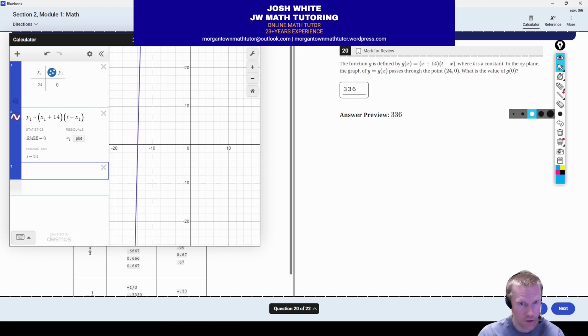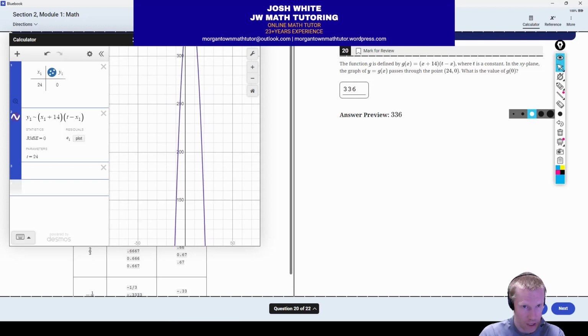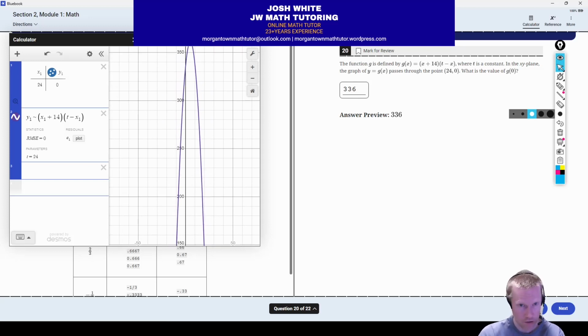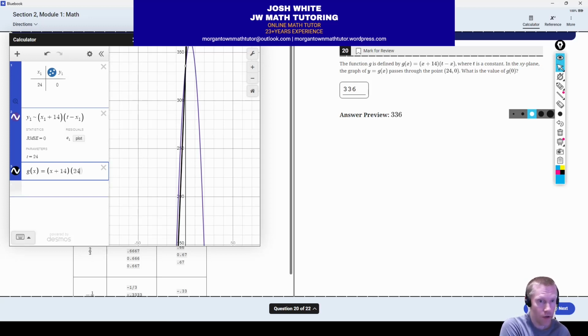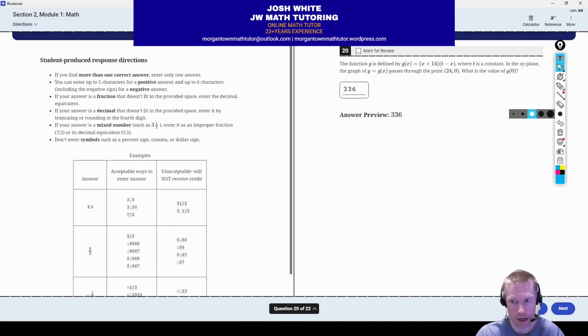All right. So now you could zoom all the way out and you could see, okay, when x is 0, where's the y-intercept? Well, it's up here at 336. If you don't want to do that, you could just type g of x equals x plus 14, 24 minus x, and then you could do g of 0 down in the next line, 336, and you could just get it that way as well. Okay, so that's how you could do the entire problem.